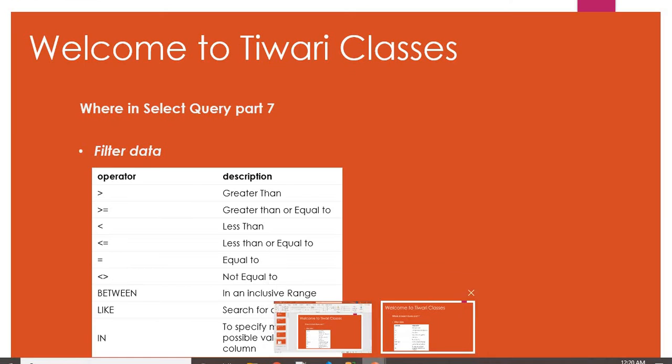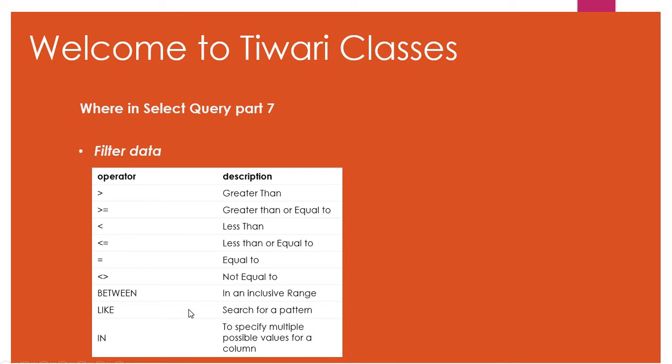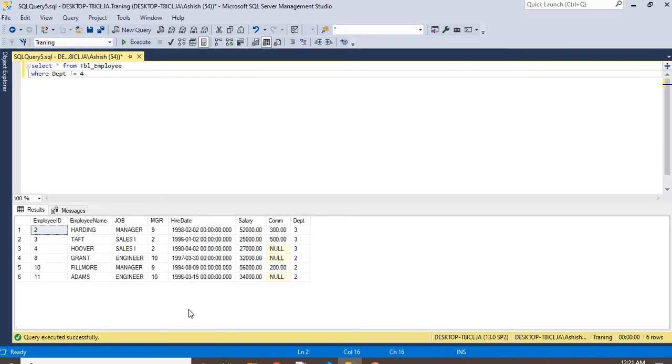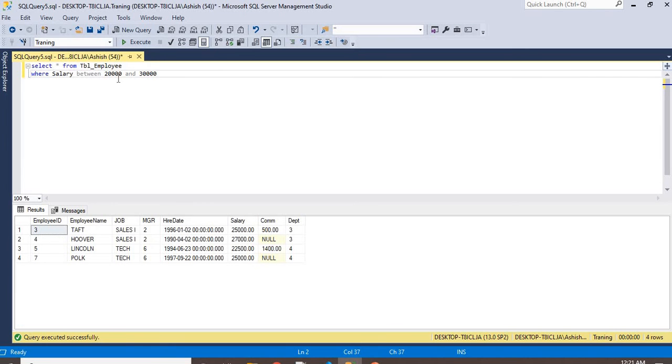Okay, next operator is between. When you use any range, at that time you can use between. So suppose the salary I was telling you, salary between 20,000 and 30,000. Okay, here is the list of employees whose salary is between 20,000 and 30,000. That's how we can use between.